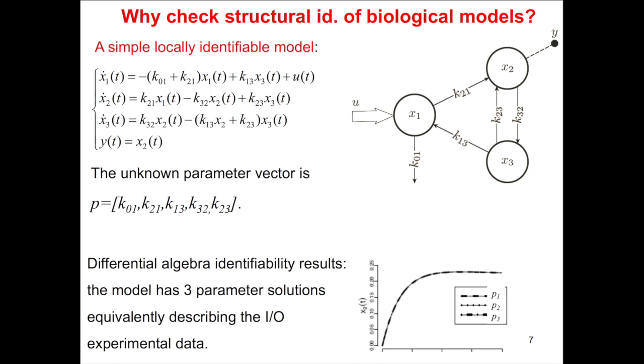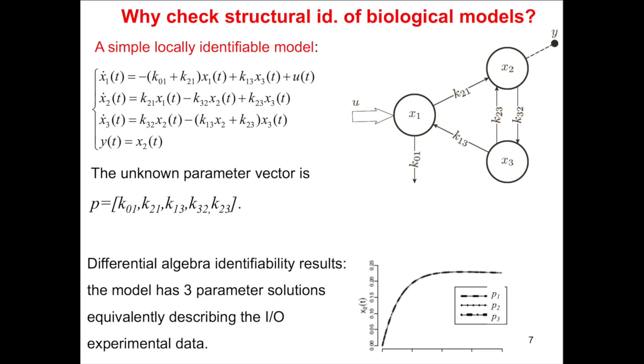To outline the importance of identifiability in biological studies, I use this simple example. This is a three-state model, a very simple linear model. We have these unknown parameters. This is a scheme that we are familiar with in biological engineering, where we treat the states as pools, so we call them compartments.